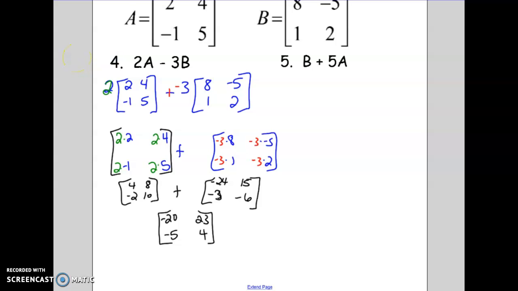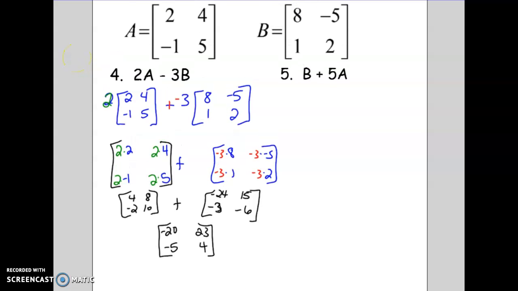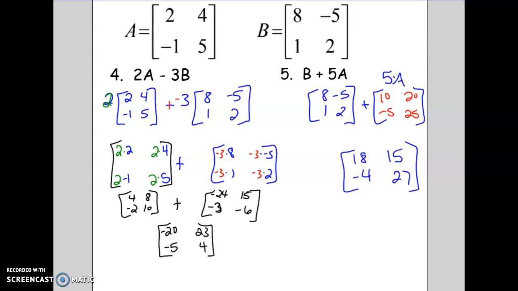All right, why don't you guys try the second one? So go ahead and just pause the video and try the second one, see if you can get it to come out. All right, so then your final answer for number 5 would be the matrix 18, 15, negative 4, and 27.